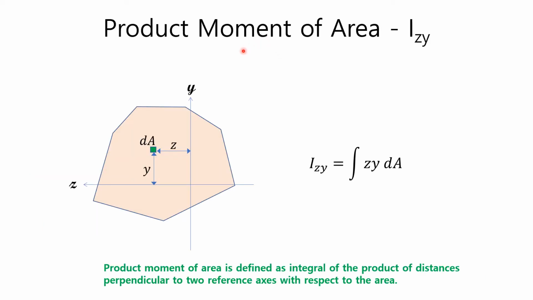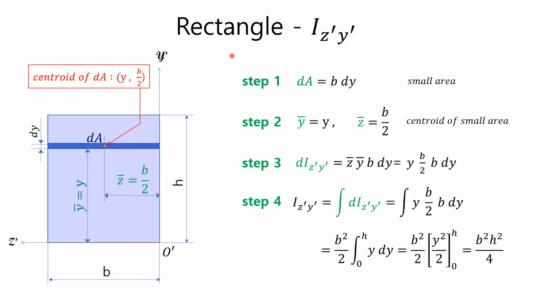Now, let's move to the product moment of area. Product moment of area is defined as the integral of the product of distances perpendicular to two reference axes with respect to the area. Let's calculate the product moment of area Izy prime with respect to coordinate yz prime for a rectangle.